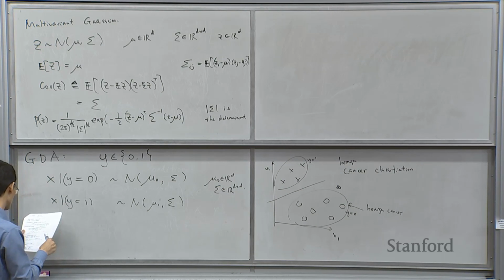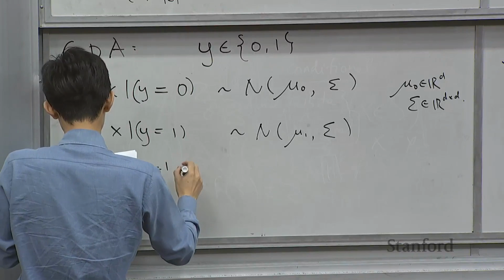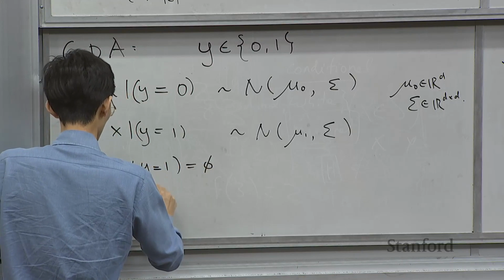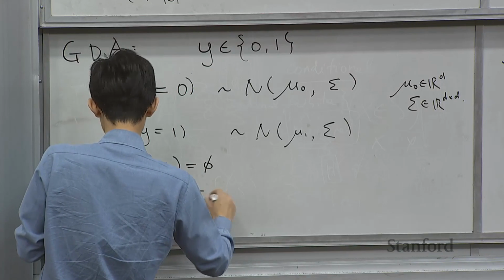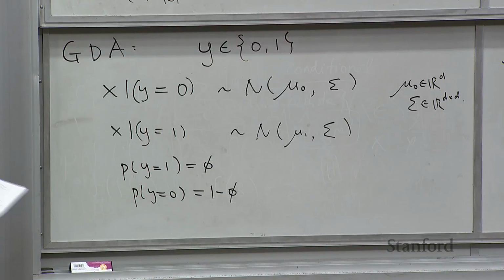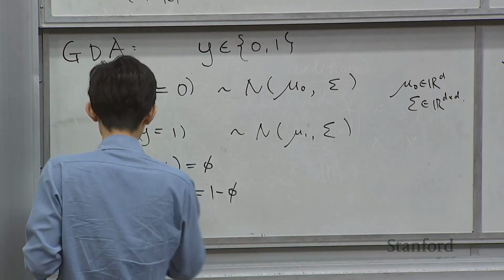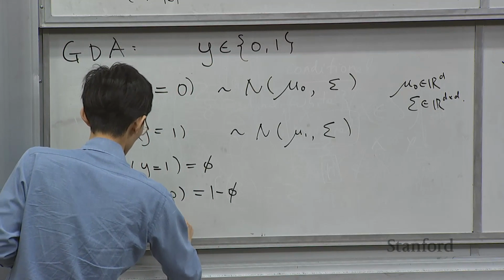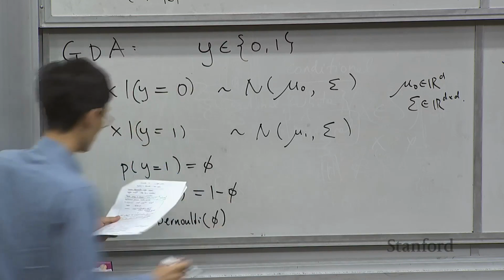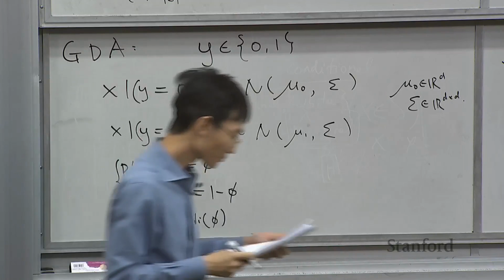So basically, you just have two parameters. One parameter models p of y is 1, let's call this phi, and then p of y is 0, let's call this 1 minus phi, because the sum of these two has to be 1. So in some sense, you say y is from a Bernoulli distribution with parameter phi. This is just another way to say this.